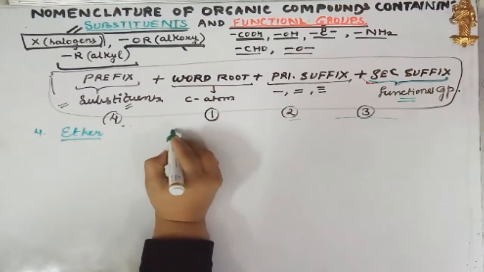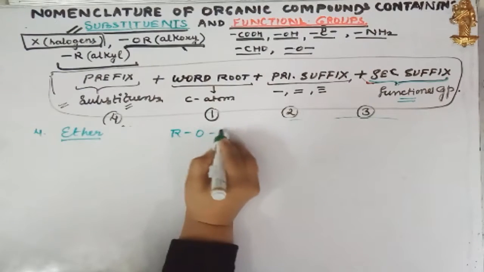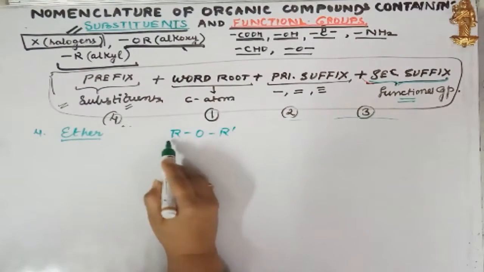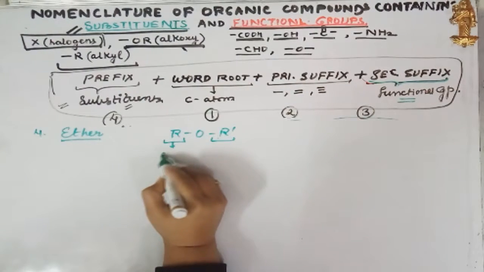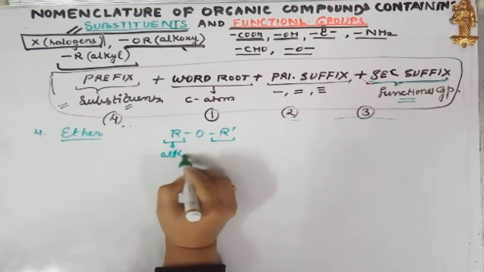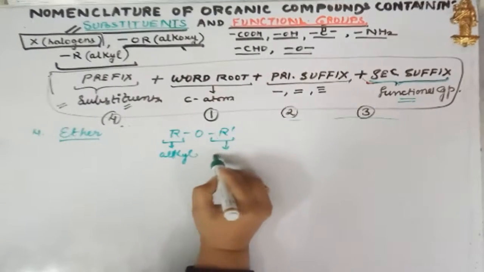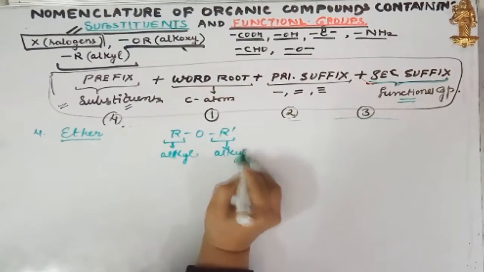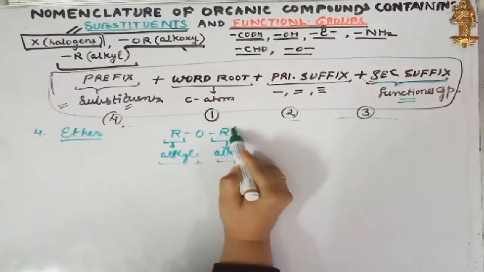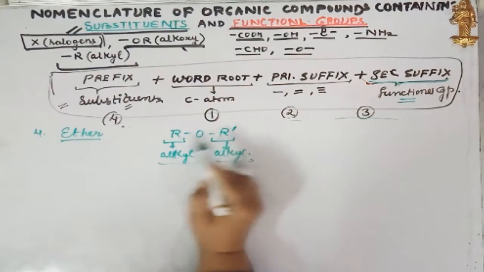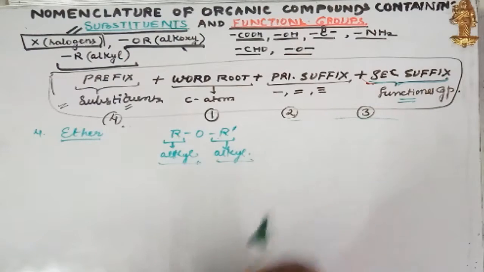The general formula for the ether is ROR'. Here it is an alkyl group, and here again it is an alkyl group. These two alkyl groups may or may not be the same. That is why I've used R and R' here. Sometimes these are the same, sometimes these are not the same.